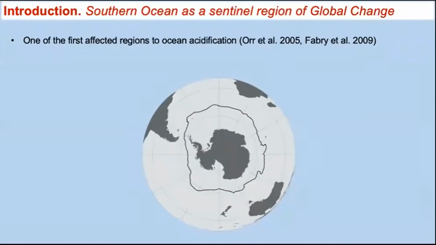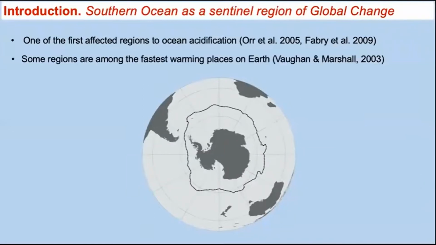The Southern Ocean is predicted to be among the first and most highly affected regions by ocean acidification due to the increased solubility of CO2 at low temperatures. Some parts of the continent, such as the Western Antarctic Peninsula, are also among the fastest warming regions globally. Therefore, the Southern Ocean acts as a sentinel region for evaluating the impacts of ocean acidification and warming on marine organisms and for making predictions about future impacts at lower latitudes, where ocean acidification is expected to occur later.